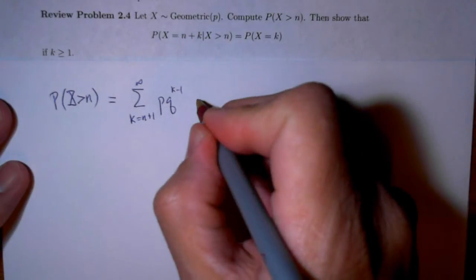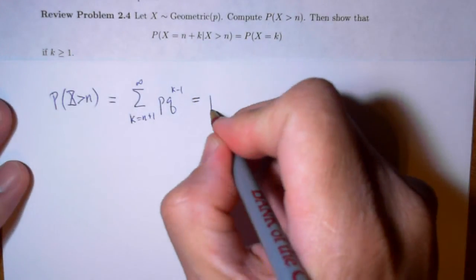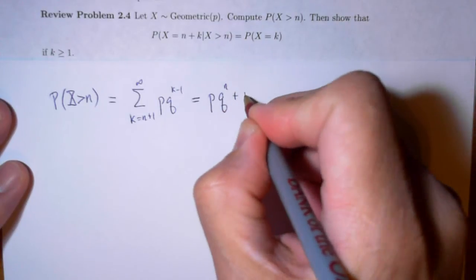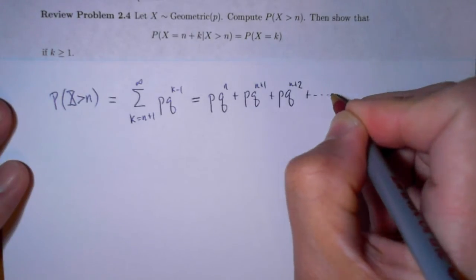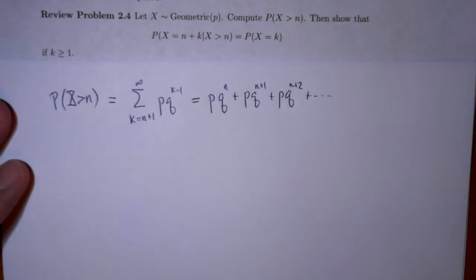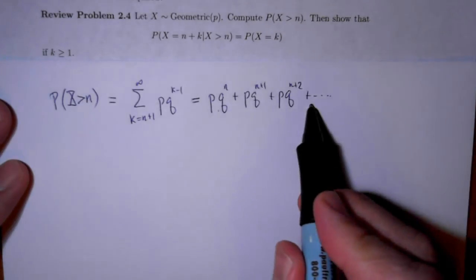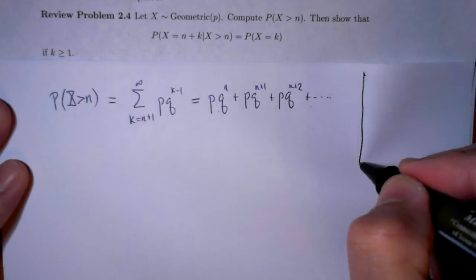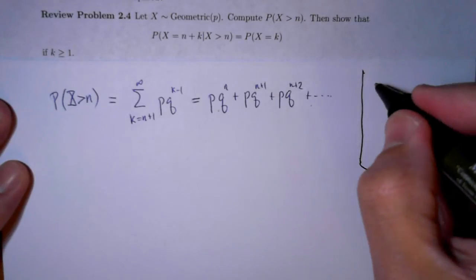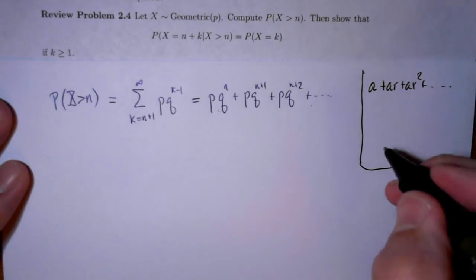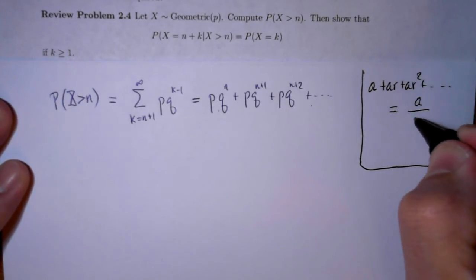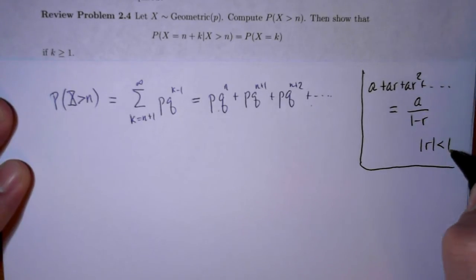Let me write this out in full so we can see what this looks like. If I start plugging in, I get p times q to the n plus p times q to the n plus 1 plus p times q to the n plus 2, and so on. So this is an infinite series, and it is also an infinite geometric series. Over here on the side, let's remind ourselves of this formula: if I have a plus ar plus ar squared, and so on, then this infinite geometric series is equal to a over 1 minus r, and of course the standard condition is that the common ratio is between -1 and +1.